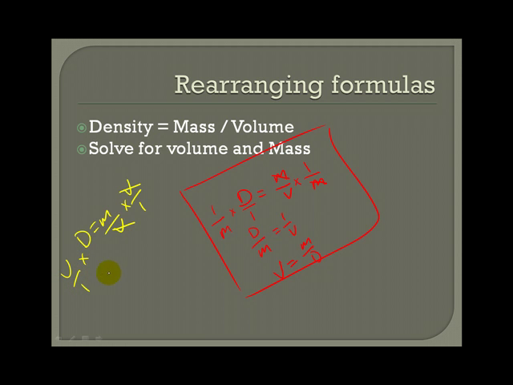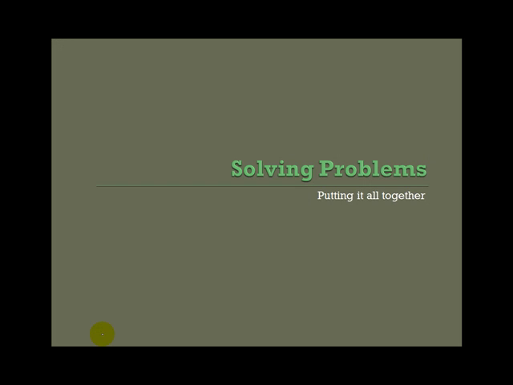So d over 1 times v over 1 is dv. Density times volume equals mass. Mass equals volume times density. And there it is right there. Our own little mathematical rearranging of formulas. And it doesn't get any less complicated or any more complicated than that. If you understand this logic, you understand it, my friends.